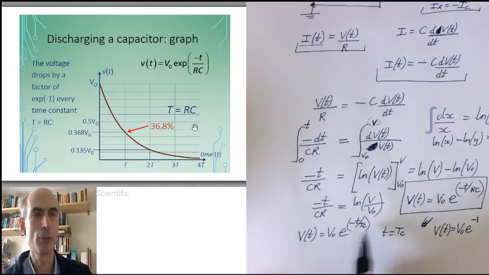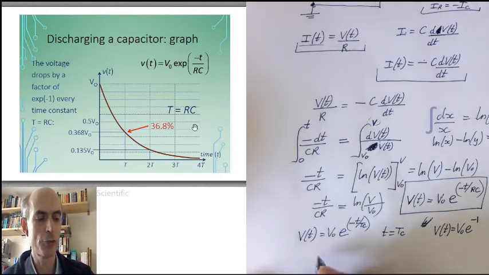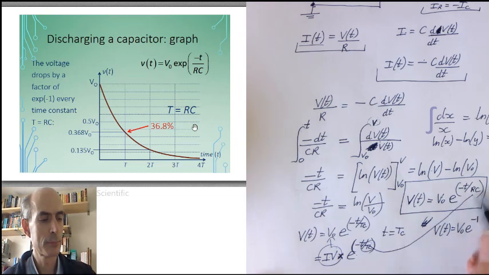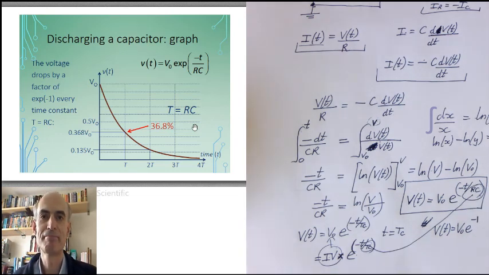This is a general formula for exponential decays: initial value, I'll call that IV, times e to the power of minus t over the time constant. Here, our initial value is V0, our time constant is RC.